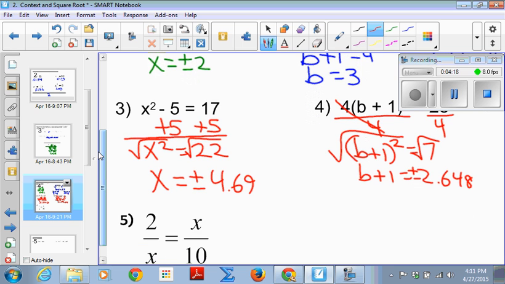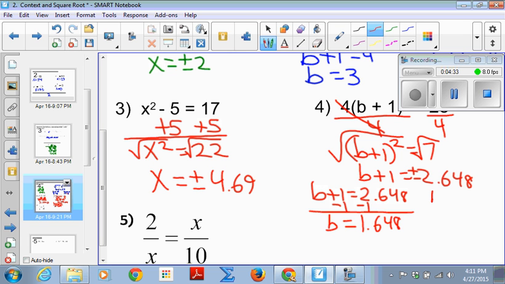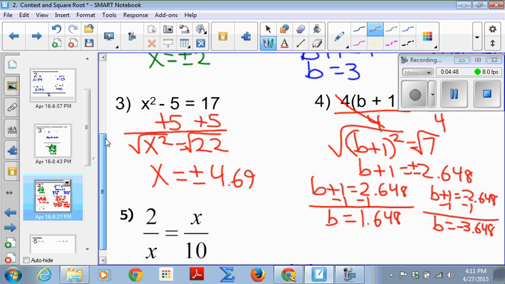So we're going to go with our 2 equations again. So we have b plus 1 equals positive 2.648. I'm going to go ahead and finish that one off real fast. So we could have over here b equals 1.648. Other possibility is b plus 1 equals negative 2.648. Subtract 1 from both sides. And here we get b equals negative 3.648. Okay, so those are our 2 possible answers.